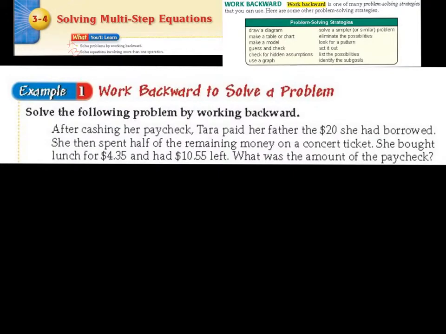I do not usually work the problems from your book with you, but for the working backwards, I've got one example from the book and one from the PowerPoint, so we're going to do them both. Solve the problem by working backwards. After cashing her paycheck, Tara paid her father $20 she had borrowed. She then spent half of the remaining money on a concert ticket. She bought lunch for $4.35 and had $10.55 left. What was the amount of the paycheck?